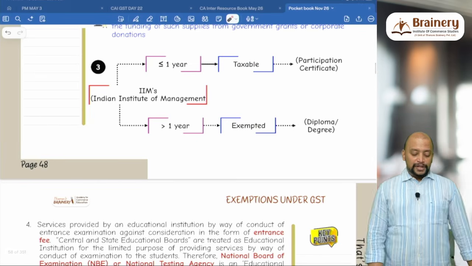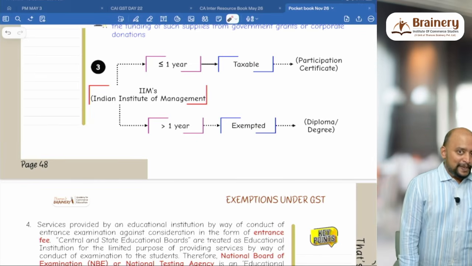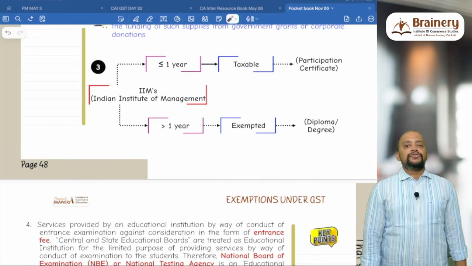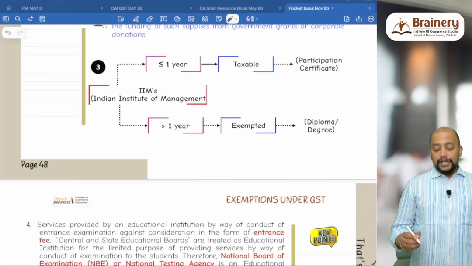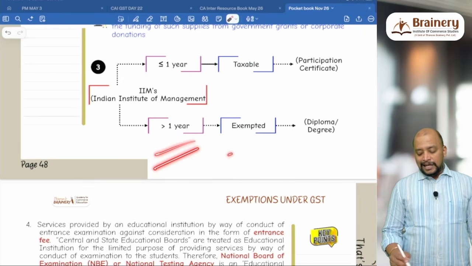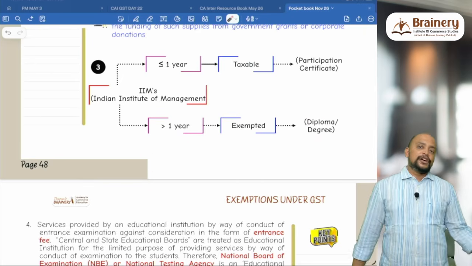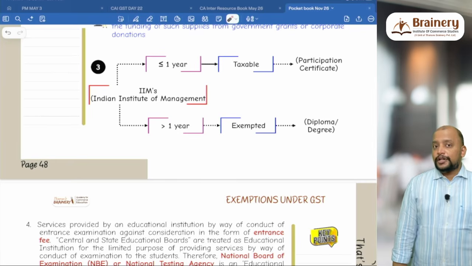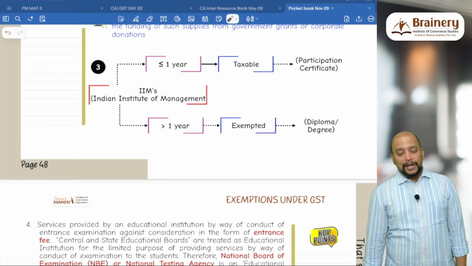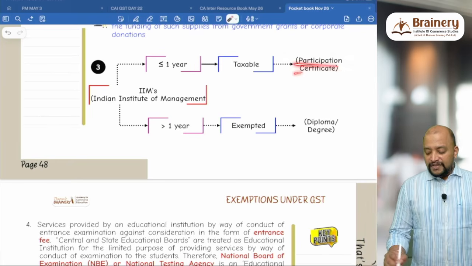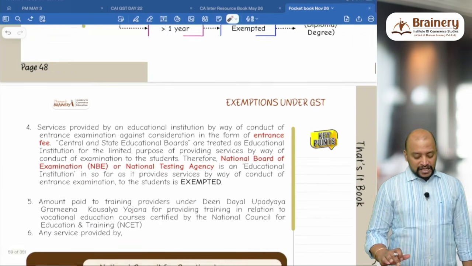Then next we have third point, Indian Institute of Management, IIM. IIM will be exempted if they offer long-term programs. What is a long-term program? Greater than 1 year, then it is exempted. They may give either a degree or a diploma. But if they are offering short-term programs, that is less than or equal to 1 year, then it will be taxable, where mainly they will be giving a participation certificate.